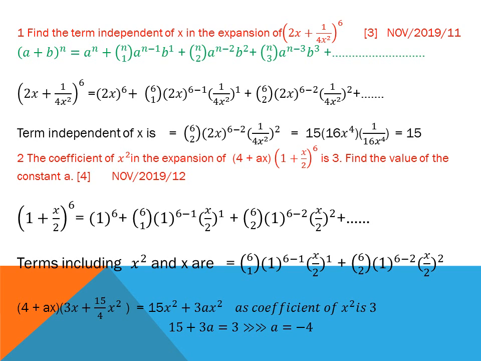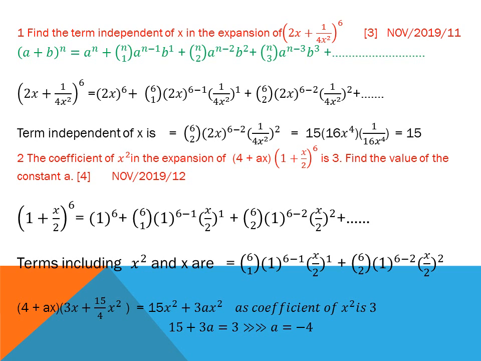Using the calculator, I take 6c2 and multiply it by x square over 4. I find that it is 15 over 4 x square. Now when 4 is multiplied by 15 over 4 x square, we get 15x square, as the 4 is cancelled out with 4. And when ax is multiplied by 3x, we find 3ax square.